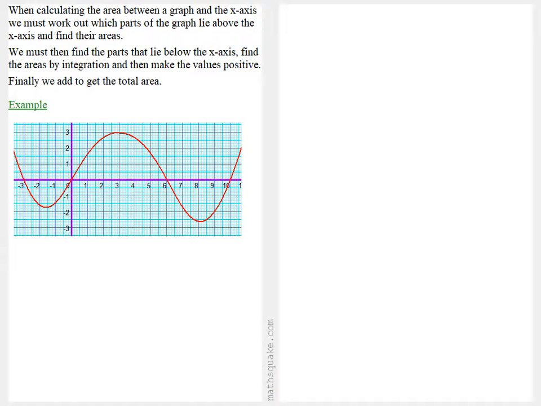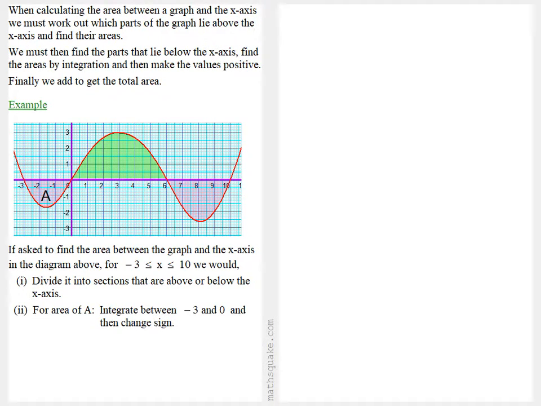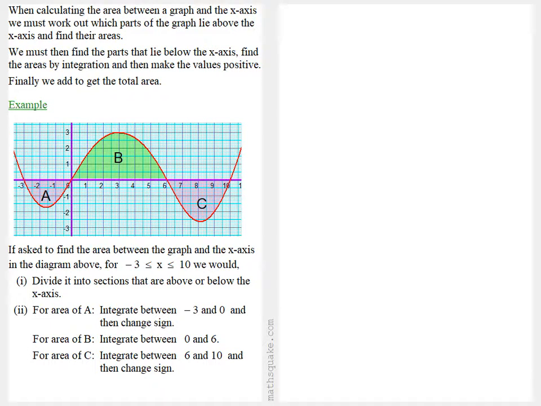Here we've got a picture of a graph, and if we're asked to find the area between the graph and the x-axis in the diagram, for x lying between -3 and 10, we should divide it into sections that are above or below the x-axis. For area A, integrate between -3 and 0, and then change the sign. For area B, integrate between 0 and 6. And for area C, integrate between 6 and 10, and then change the sign. And then finally, we add the areas A, B and C.